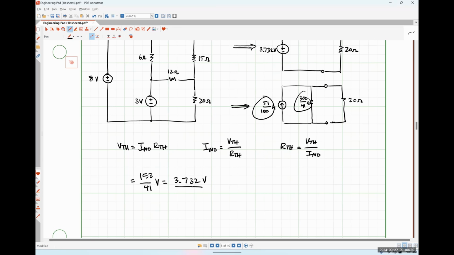Do I need to walk you through finding the Norton current for the second case? All we're going to do is connect those two terminals with a short circuit and then find the current flowing through the short.